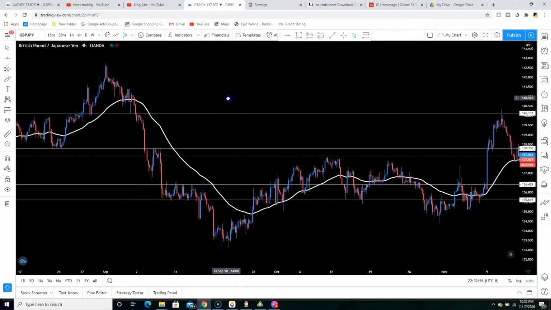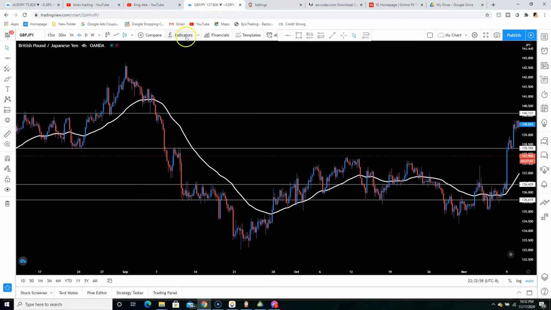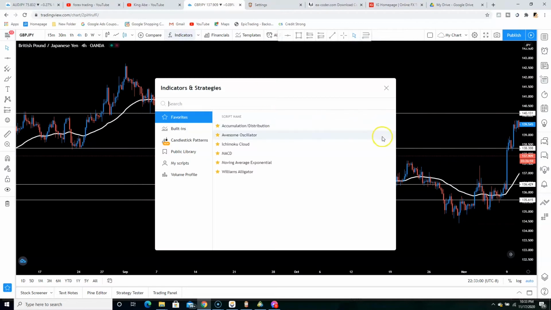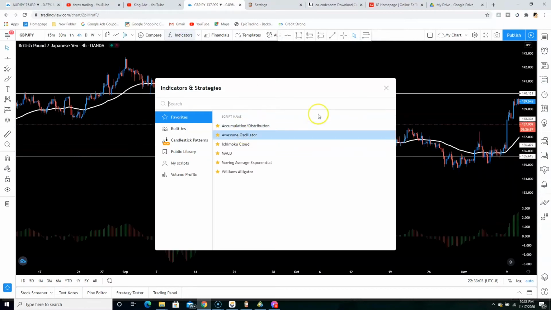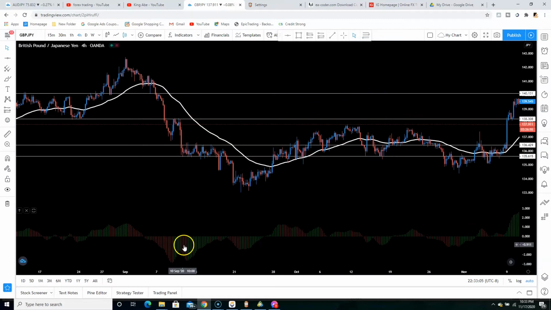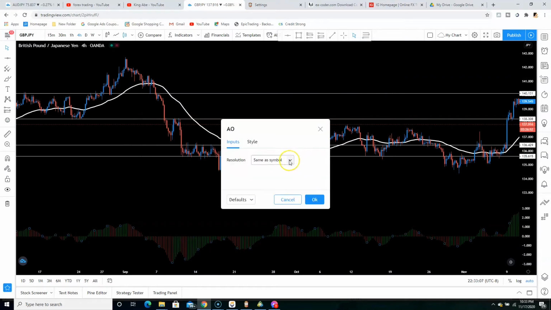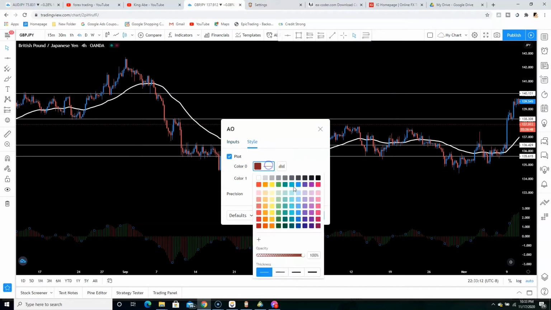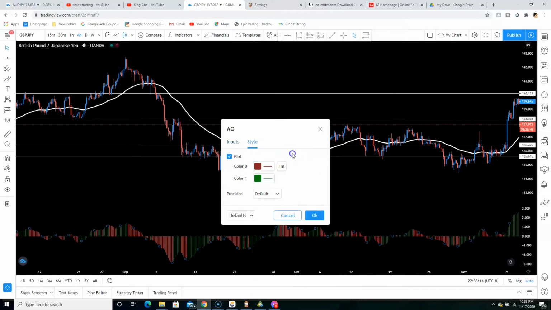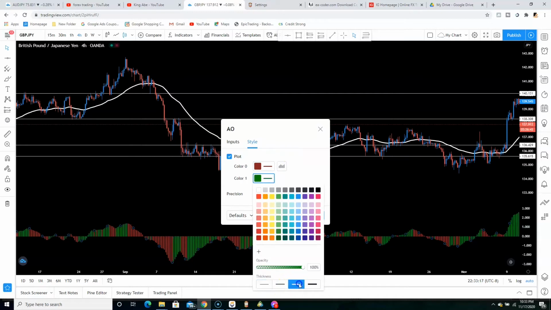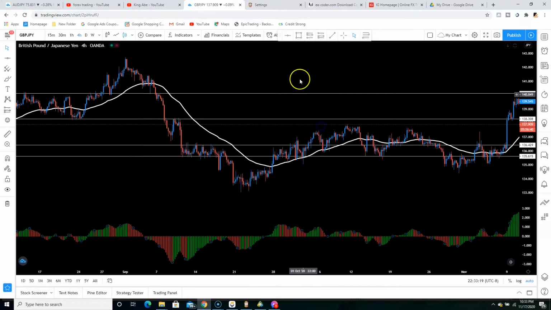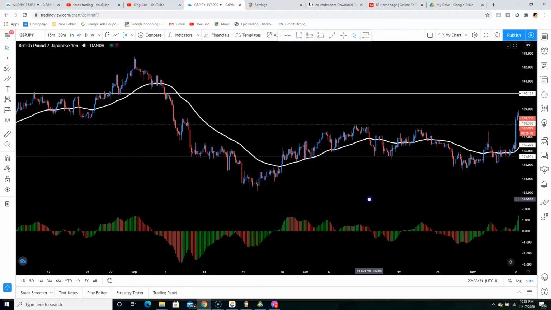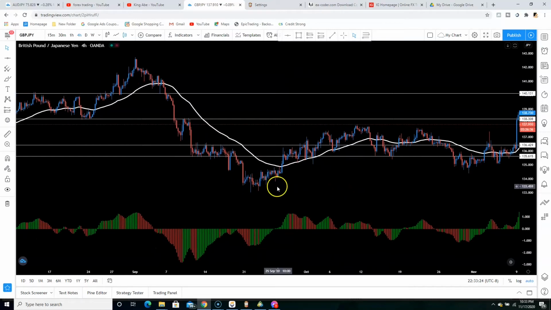Now, for more confirmation, I usually use another indicator, which I love, the Awesome Oscillator made by Bill Williams. So all we have to do now is change the settings. I just need to change the thickness. This is how I like to use it. Change the thickness, and voila.